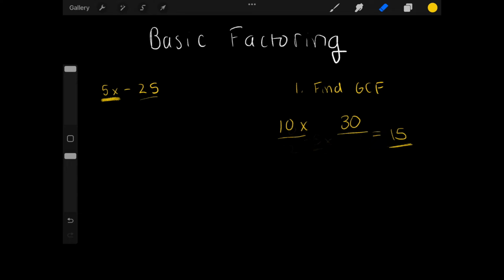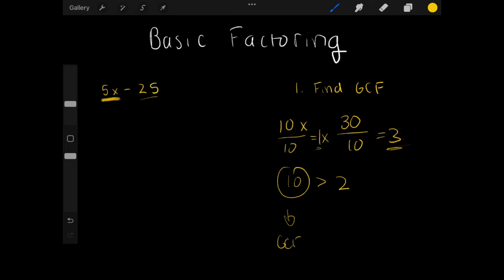But what if we want to find the greatest common factor? Even though 2 is a factor, it's not the biggest possible one. If we divide both by 10, we'll get x and 3. So we still have integers because we have a 1x and 3. And the 10 was greater than 2. So 10 is our GCF.